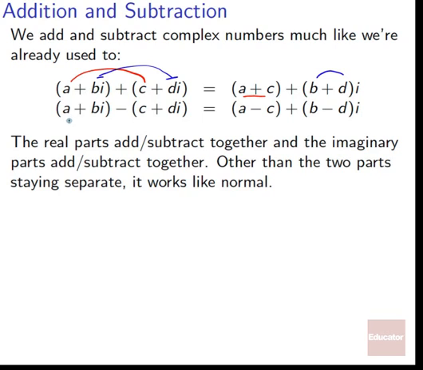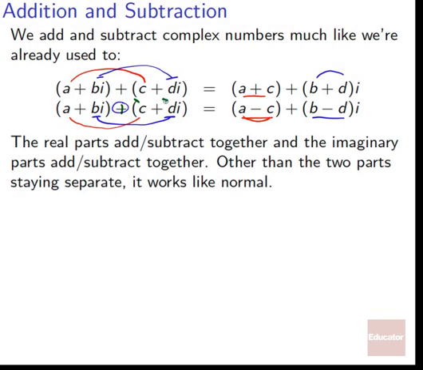Same thing over here. If we've got a plus bi minus c plus di, then we've got a minus c, and the bi's do the same thing with the di's. So we're going to have b minus d, because remember there's that minus symbol there. So b minus d there. a plus bi minus c plus di, and we can also think of that as just distributing this negative sign like we do before. So we're now adding a negative c and a negative di. That's one way of looking at subtraction.